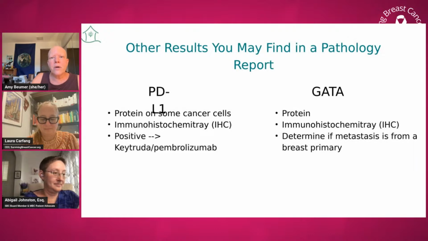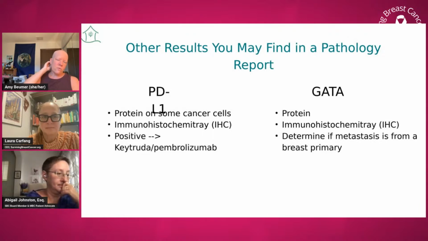All right, here's another one. This is the GATA protein. This is another protein found in almost all breast cancer cells. And this is one that they look for to determine if a distant site is metastatic from the breast, meaning a breast metastasis, or is a new primary.